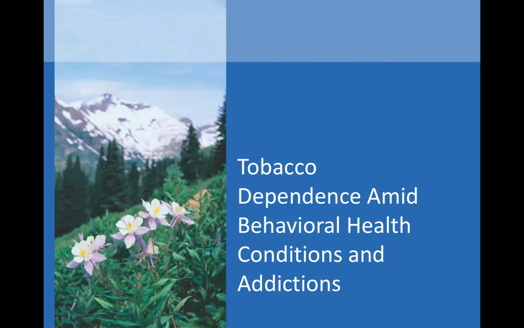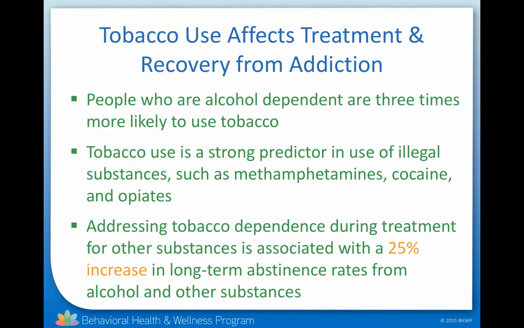So let's switch gears a little bit, and now we're going to look at tobacco dependence amid behavioral health conditions and addictions. So I'm going to keep it specific to tobacco for this section, but there are some commonalities here in the other addictions as well. So these are all considerations that you would want to keep in mind when helping to treat someone for tobacco dependence. Okay, so we know that tobacco use affects treatment and recovery from addiction, and typically in a negative way. People who are alcohol dependent, for example, are 3 times more likely to use tobacco. So that's just another example of dual use that we see.